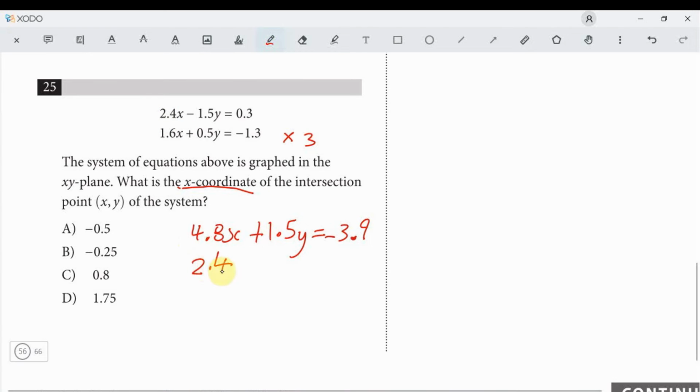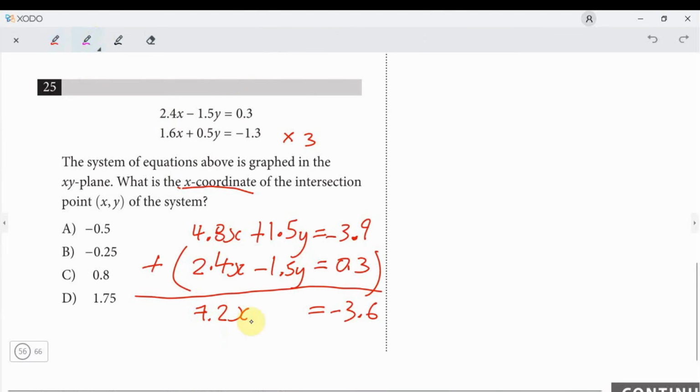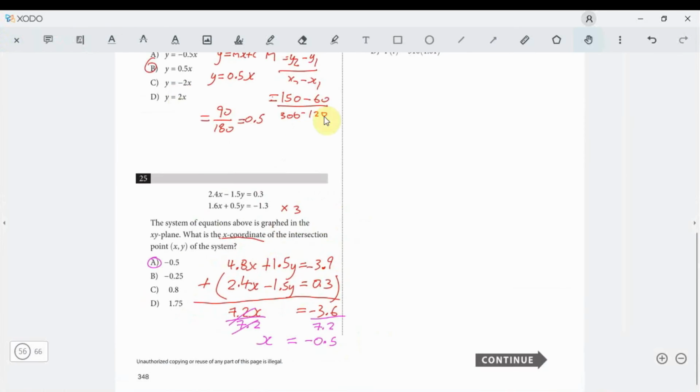And we have 2.4x minus 1.5y equals 0.3 from equation 1. So if we go ahead and add them, you notice you get 7.2x, and then 1.5 plus negative 1.5 cancel, minus 3.9 plus 0.3 is minus 3.6. Then finally, to make x the subject, we need to divide by the coefficient of x. So divide by 7.2. Dividing by 7.2, these cancel. So x equals negative a half. Easy stuff. Nice. Number 25 was so basic.